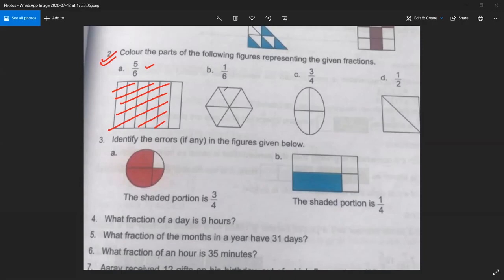For 1 by 6, I'll color only 1. For 3 by 4, I will color 3 and 1 would be remaining. For half, I'll be coloring this only. Is it okay? Yes, sir. Can you do question number 3?